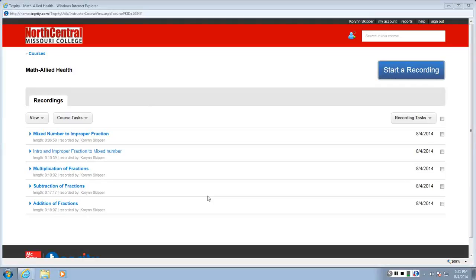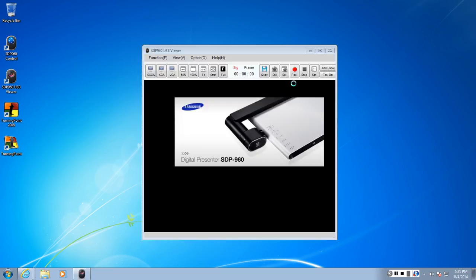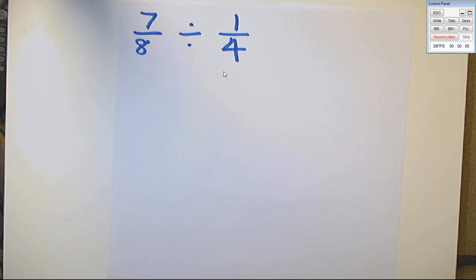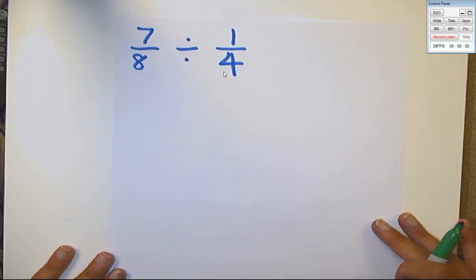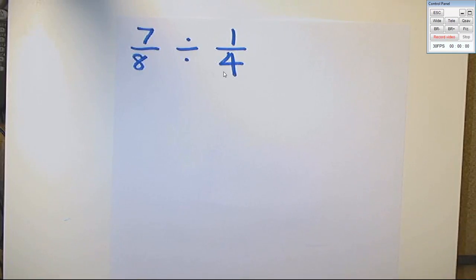Okay, last fraction issue. We're now going to divide fractions by one another. So as always, for some reason I can't start out with DocuCam on. Okay, so let's start out with 7/8 divided by 1/4.